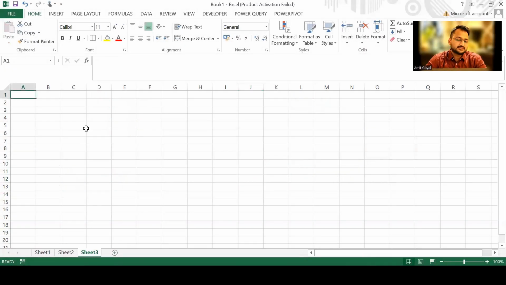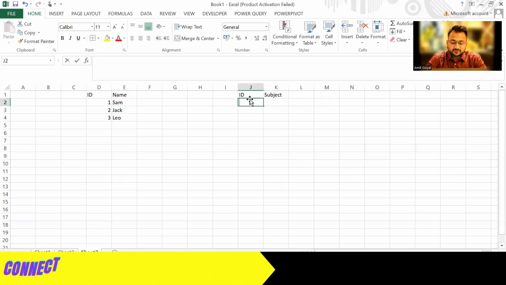Let's take another scenario. I have the data of some students, and their ID and name are given to me. 1, 2, 3. And their names are Sam, Jack, Leo. Now in the other table, I have the information of the subjects for which they have enrolled.